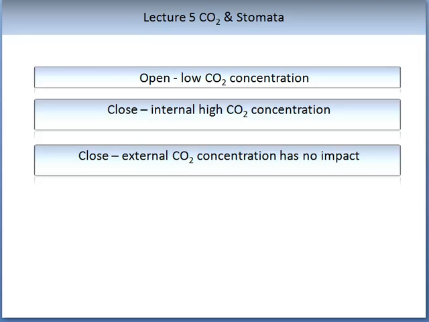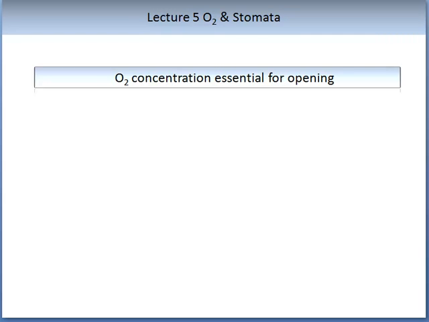The concentration of carbon dioxide can influence the opening or closing of stomata. If low CO2 concentrations are detected, either externally or internally, the stomata will open. If high CO2 concentrations are detected within the plant, the stomata will close. Once the stomata are closed, the external CO2 concentration has no impact. Oxygen is essential for the opening of stomata.